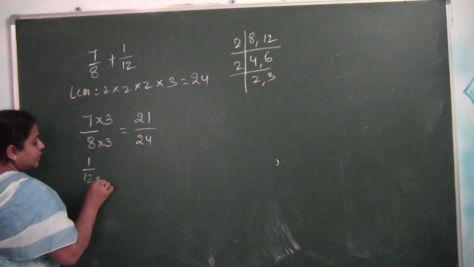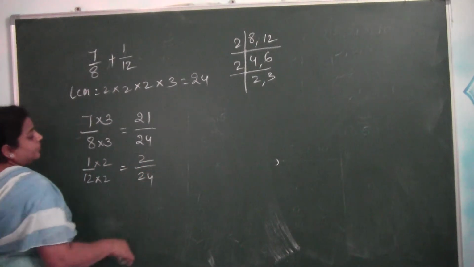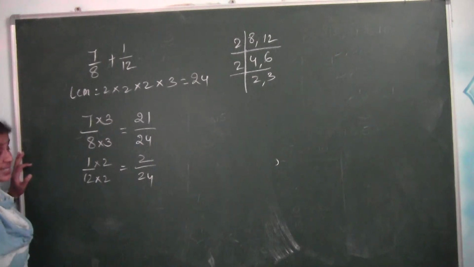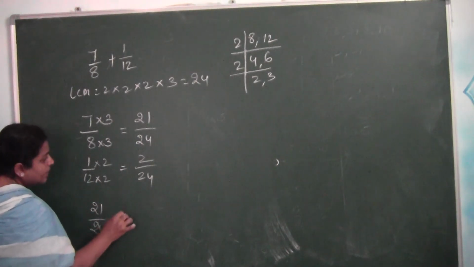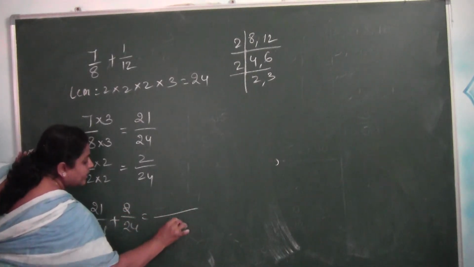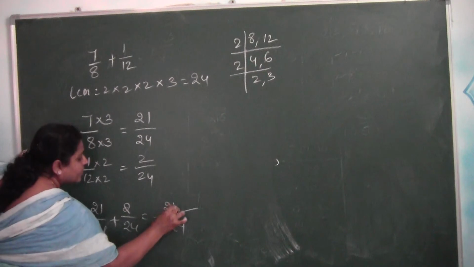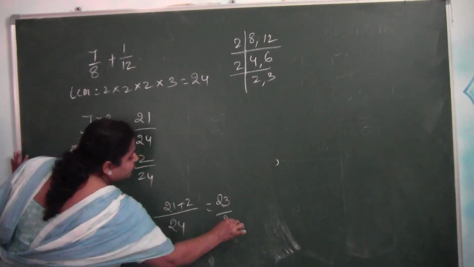And 1 by 12. 12 into 2 is 24, so into 2, 1 into 2, 2 by 24. Now I made my denominator the same. Now let us add: 21 by 24 plus 2 by 24. So common denominator 24, 21 plus 2, that is 23 by 24.